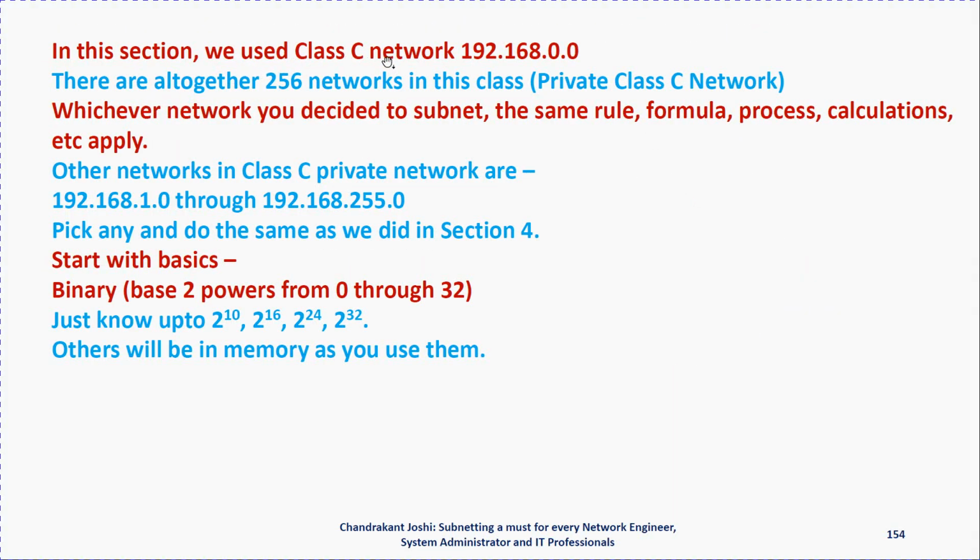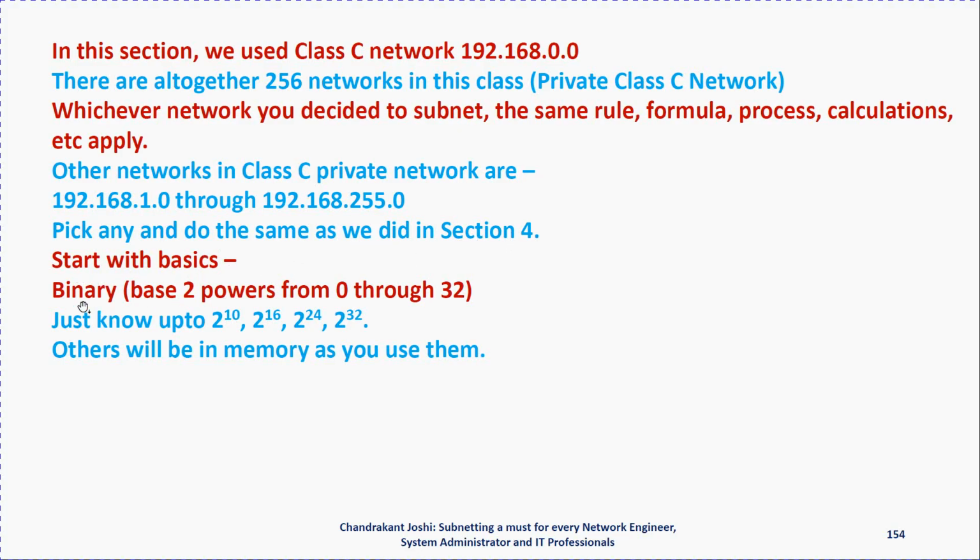In this section we used the class C network 192.168.0.0. There are altogether 256 networks in this private class C range. Whichever network you decide to subnet, the same rule, formula, process and calculations apply. Other networks in the class C private range are 192.168.1.0 through 192.168.255.0. So these are the 256 private subnets for class C. Pick any and do the same as we did in section 4.